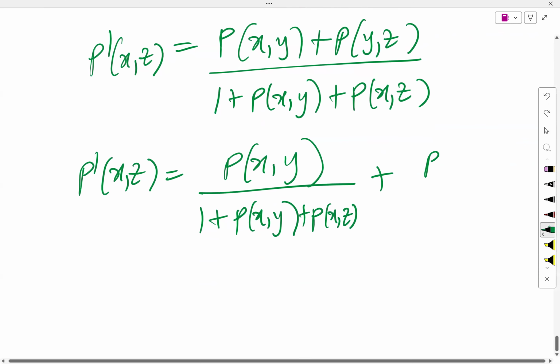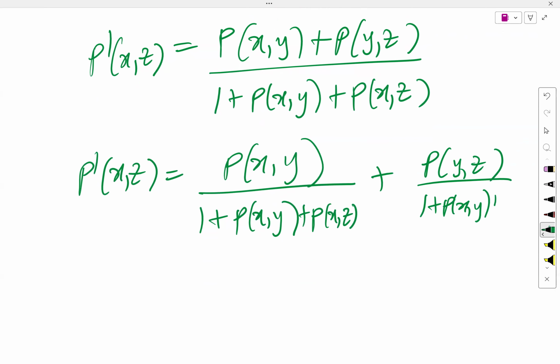So here now you have P of Y comma Z all over 1 plus P of X comma Y plus P of X comma Z. No, actually, this should be Y comma Z. This should be Y comma Z. This is Y comma Z, like that. Okay, again, this is Y comma Z. Okay, X, Y, Y, Z, like that.